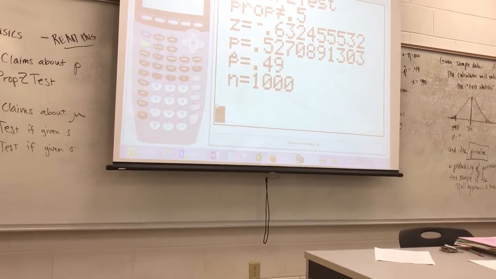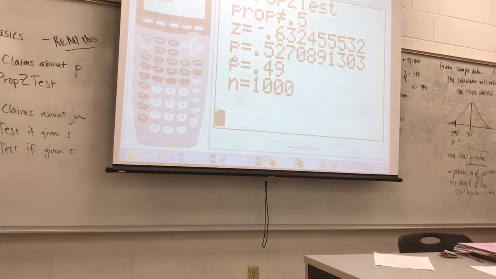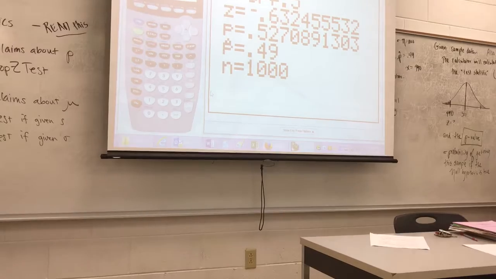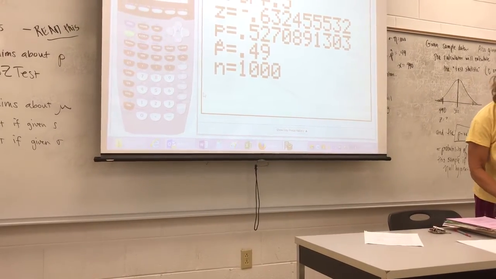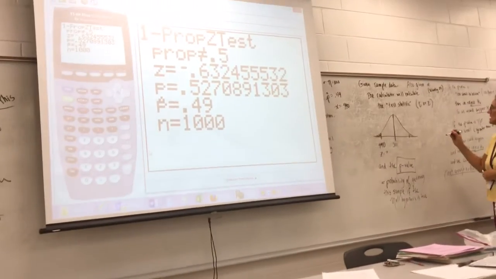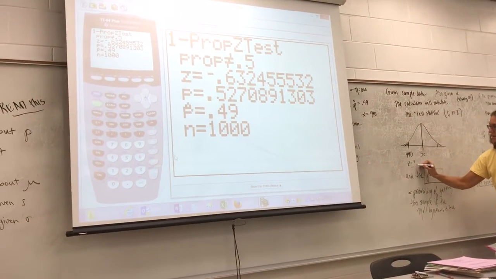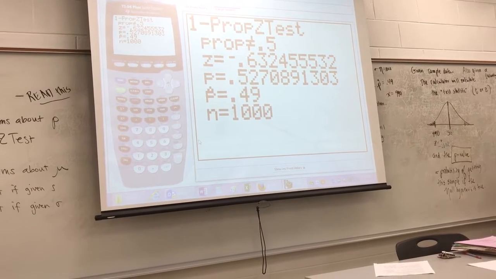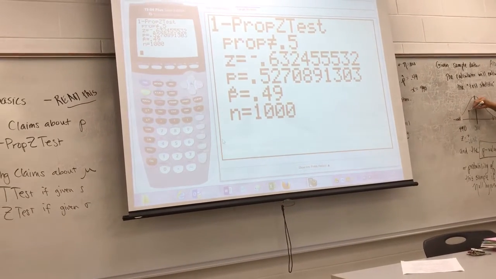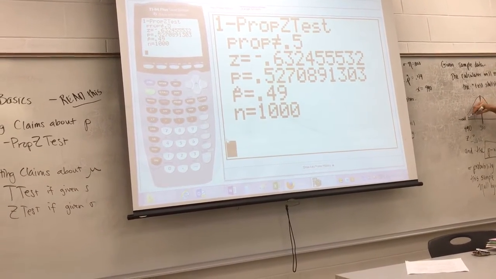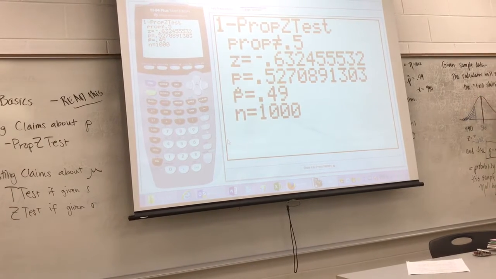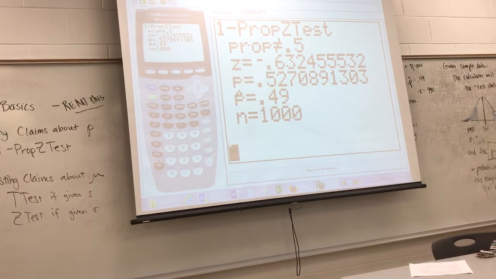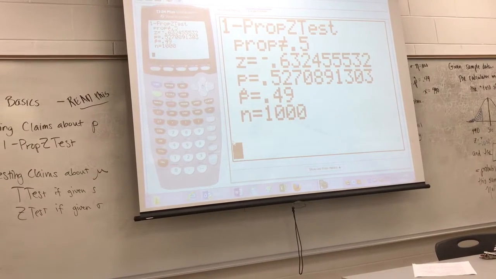Alright, so when you hit calculate, hopefully you get the same thing. Yep. This tells us that the z-score, or test statistic, is negative 0.632. So that's less than a standard deviation to the left of the mean, so that's actually maybe here. So our p-value is going to be big because it's actually then going to double that. Yep, 0.527 is our p-value.